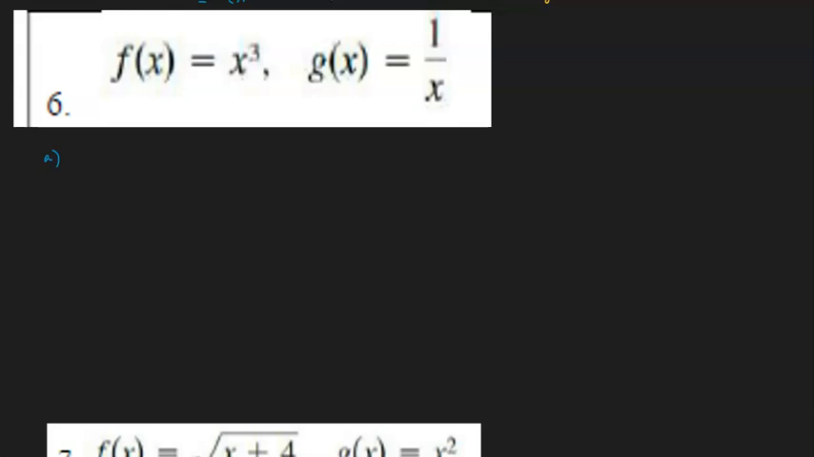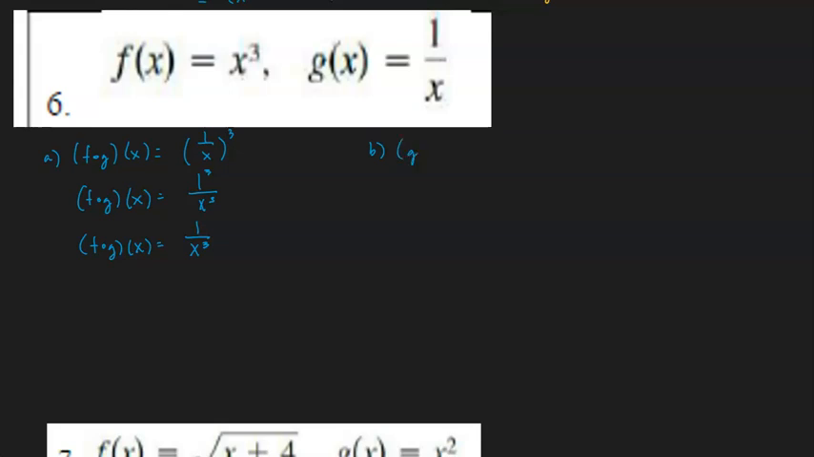Okay, number 6. So A, we are going to find f of g of x. So function g is going to be my input. And so that means 1 over x is my input, and f of g of x. If I use my exponent properties, that's the way it's going to look. So f of g of x equals 1 over x cubed.